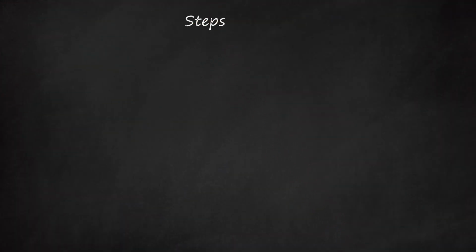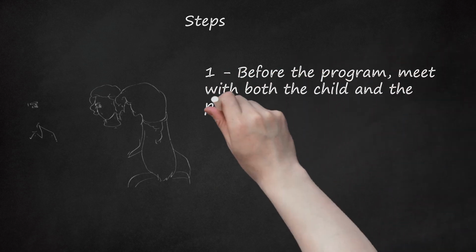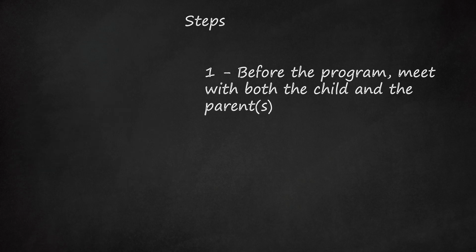Steps. 1. Before the program, meet with both the child and the parents. With the parents, discuss the child's strengths, interests, and barriers for participation. With the child, ask about what they want to achieve, and how you can make it more fun with them.